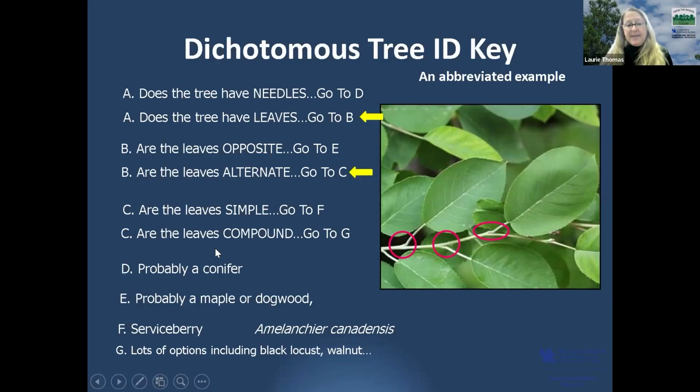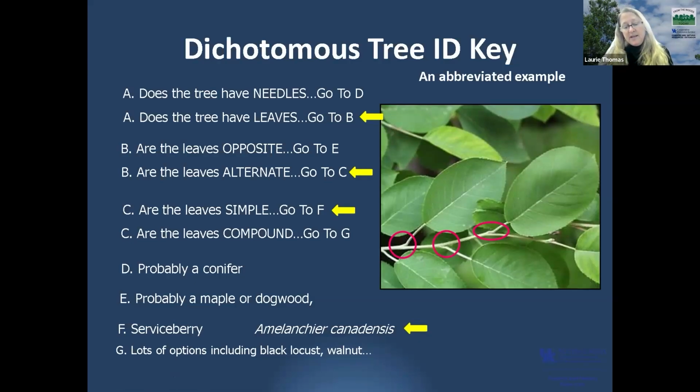So now we go down to C, and it asks, are these leaves simple or are the leaves compound? So you all can't really see the buds on these because they're pretty small, but there is a bud at the base here. We've got our stem, and then we've got one blade. So that tells us we have a simple leaf. So we're going to go down to F, and look, we have an answer. This is a serviceberry.